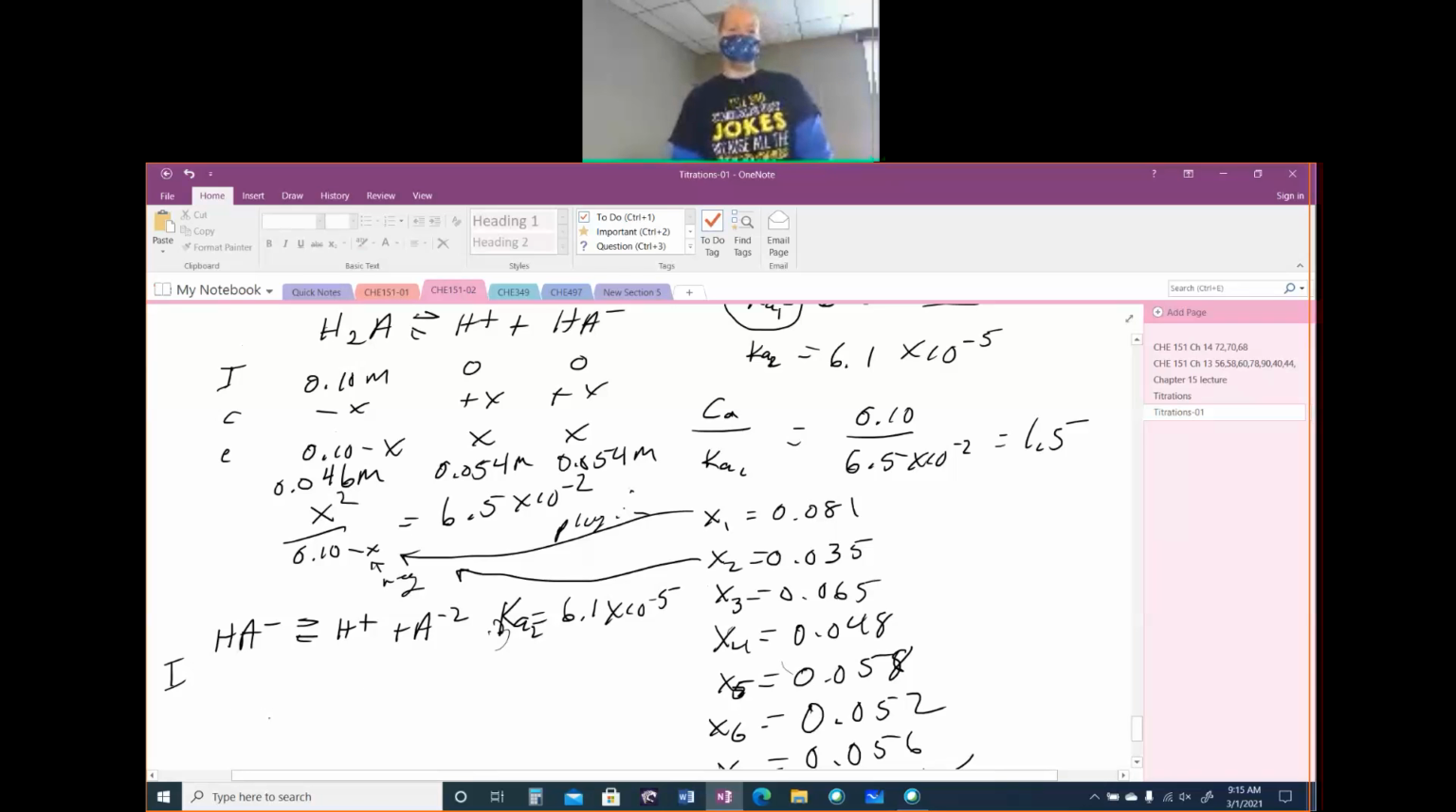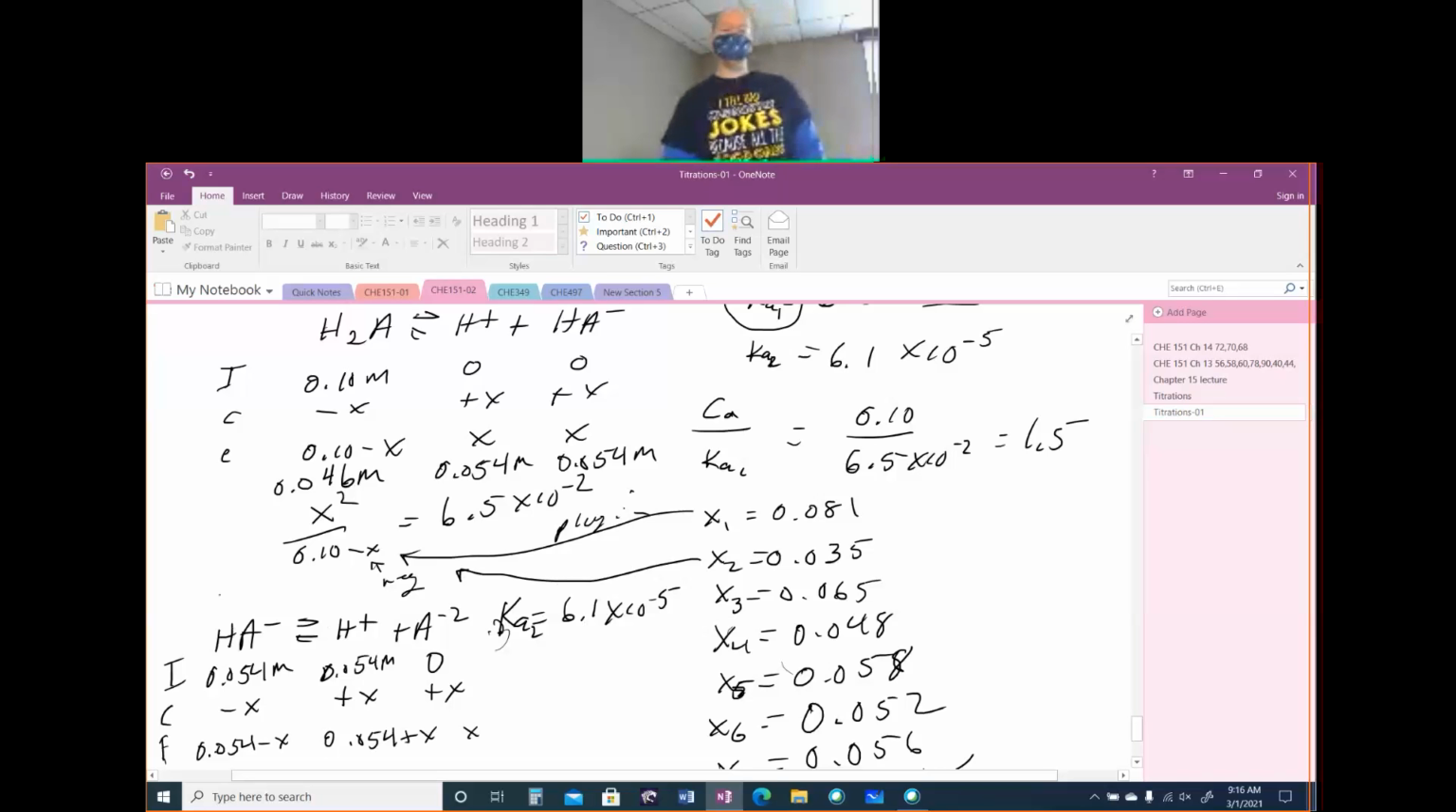All right, so now we have our HA minus from Ka1 is 0.054 molar. H plus, also from above, 0.054 molar. And the A minus 2 is 0. Again, change can't have a 0. Minus X, plus X, plus X at equilibrium. You have a 0.054 minus X, you have a 0.054 plus X, and you have X.